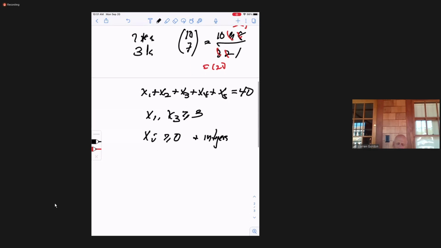Okay. Think of the problem the following way. Suppose I want to distribute 40 identical dollar bills among 5 people. I want persons x1 and x3 to get at least 3 dollar bills.